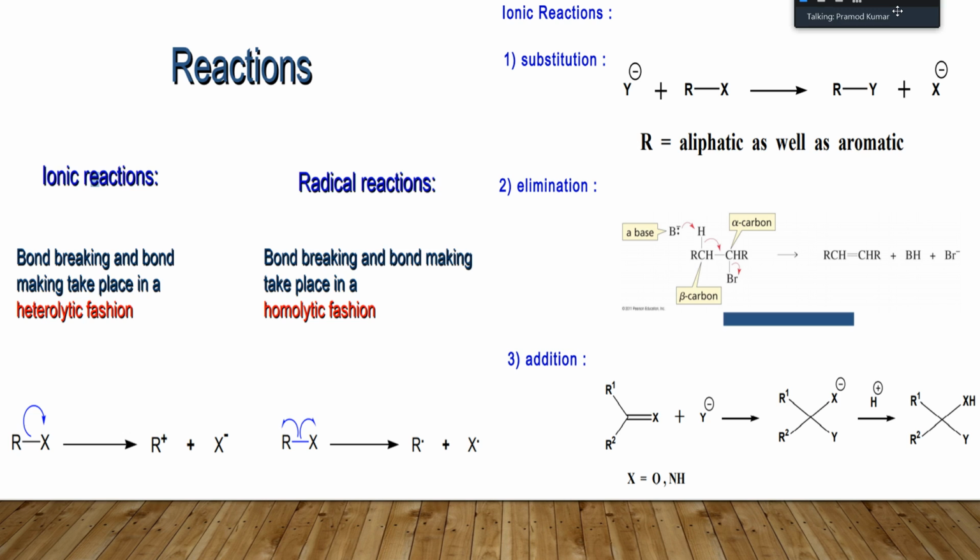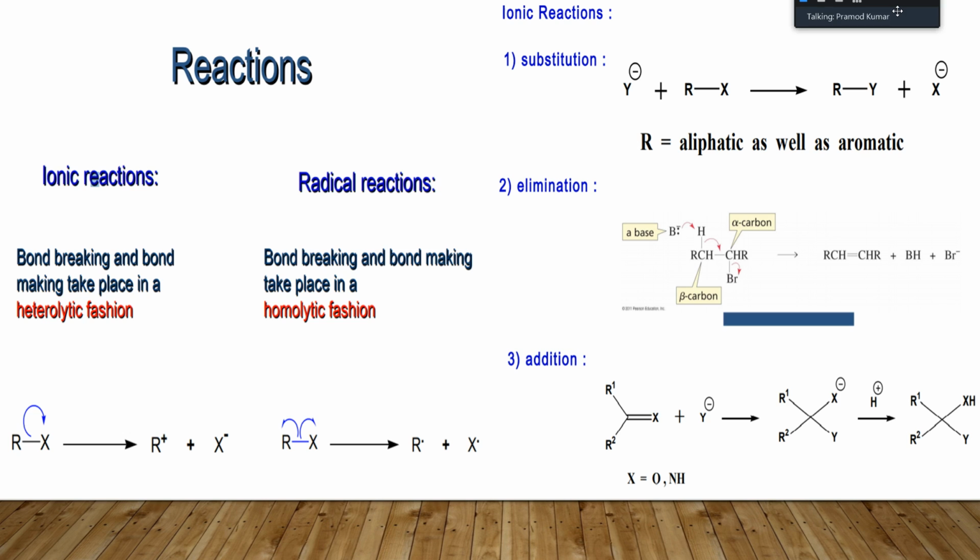Elimination reaction is when there is loss of something from the substrate, mostly in the case of unsaturated compounds. Addition reaction is a simple type of reaction where there is a carbon-carbon double bond, an alkene. When a nucleophile adds across it, you get an addition product. So these are the three different types of ionic reaction.